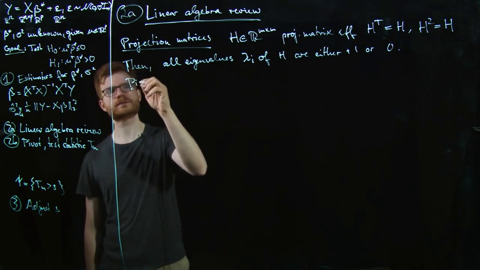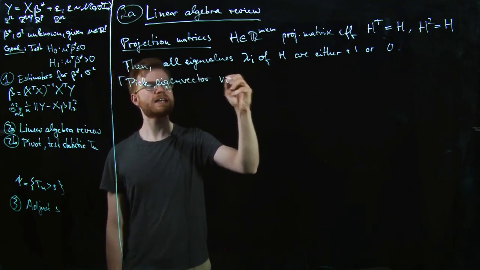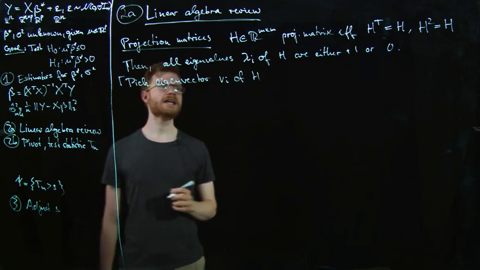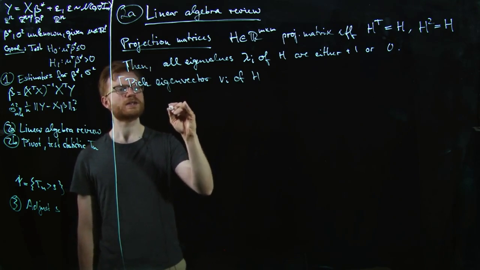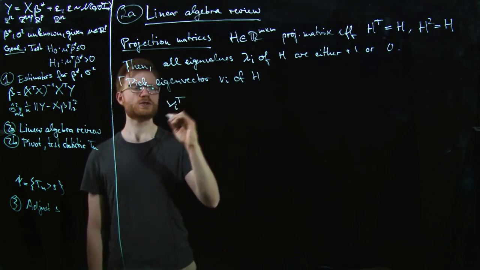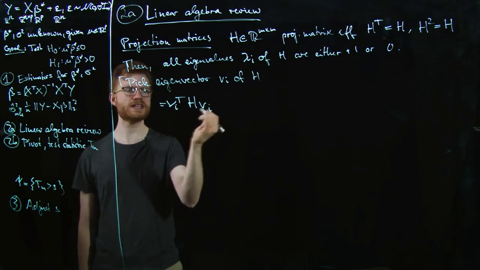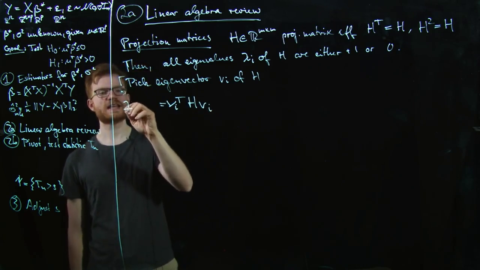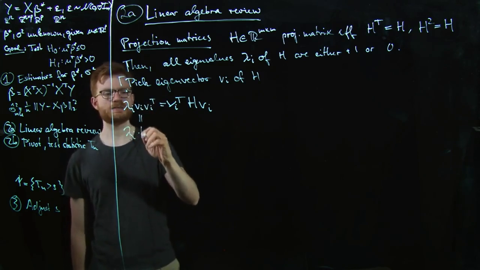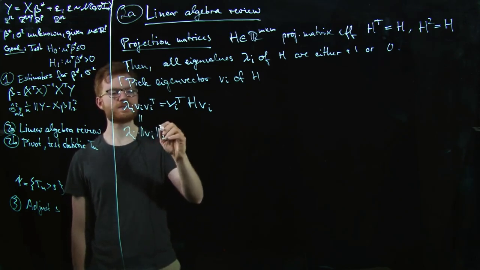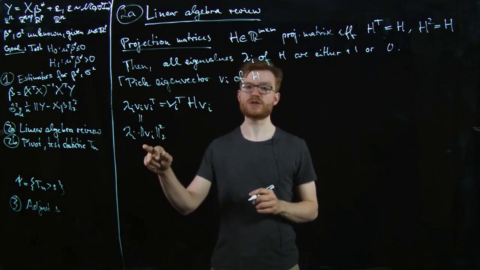You pick an eigenvector v_i of H, and then you write down what it means to be an eigenvector. So you start with, you take the vector v_i, you take a transpose and hit H times v_i with that. And we know that v_i is an eigenvector, so this is the same as lambda_i v_i transpose v_i. So this is lambda_i times the norm squared of v_i. And we assume that this is non-zero because it's an eigenvector. We don't allow 0 as an eigenvector.